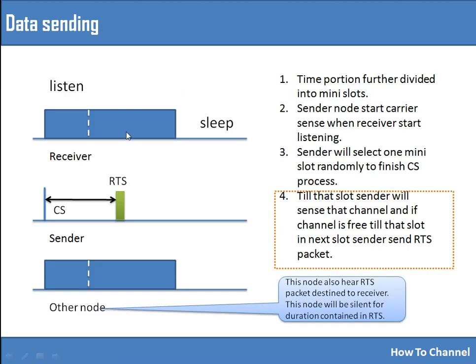When the receiver receives this packet, the receiver will reply by sending CTS, and this RTS packet is also heard by another node. When those nodes receive this RTS packet, they would know that the sender is going to communicate with some other receiver for a particular duration. That duration is actually mentioned in this packet. So by receiving this RTS, this node will turn off its radio. This node will go into sleep state.